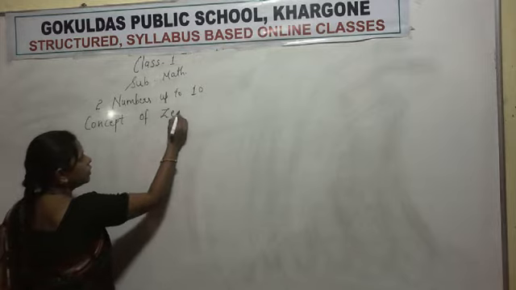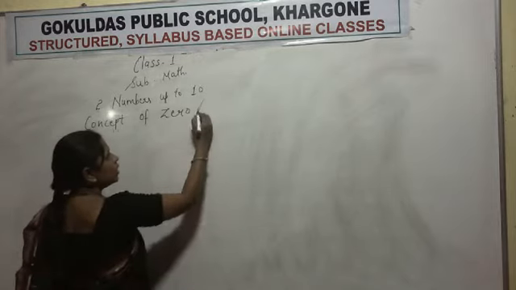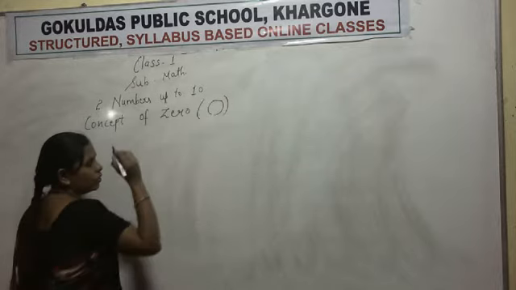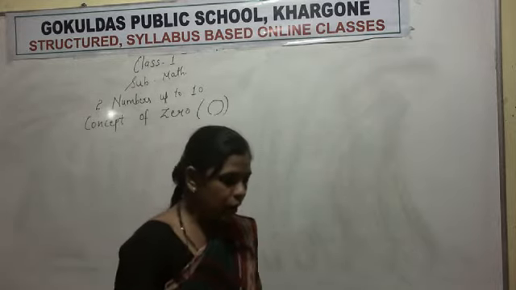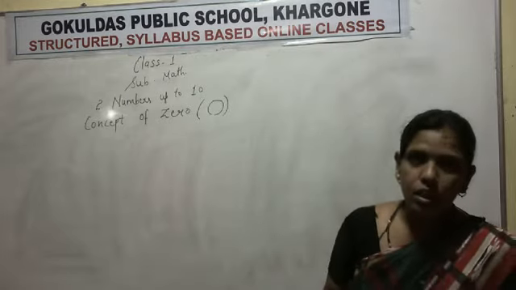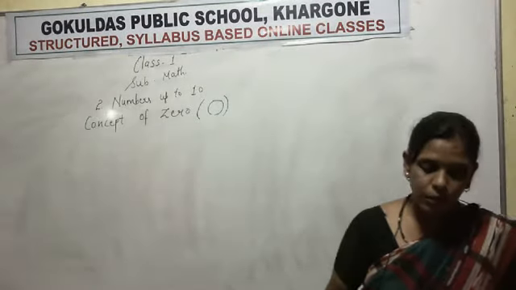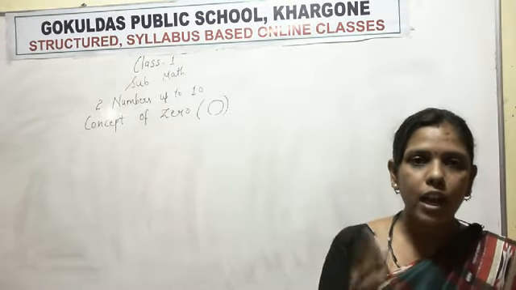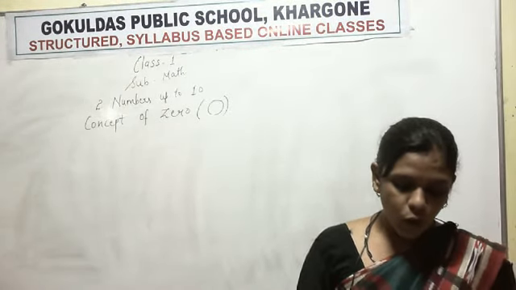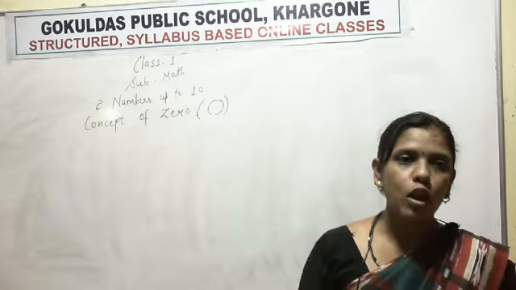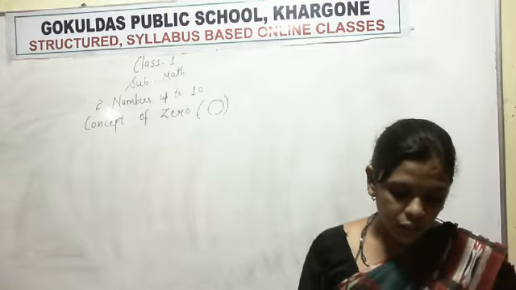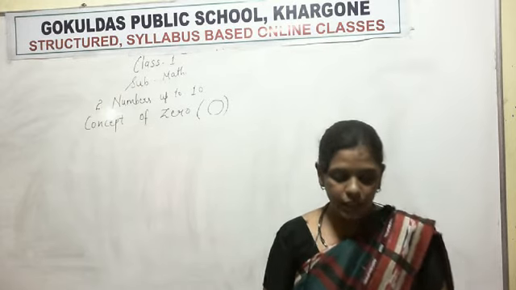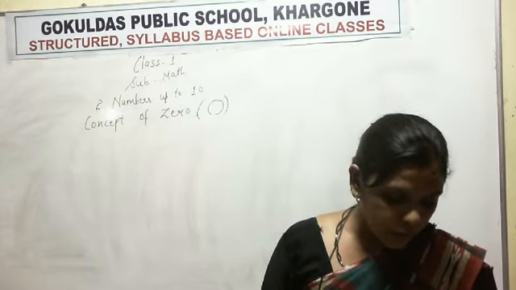Concept of zero. A big circle is known as zero. What is zero? Does zero have value? No. Zero has no value. If I say you have zero pencils, that means you have no pencil. You have zero chocolates, that means you have no chocolates. Nothing in your hand. Now I will explain the concept of zero.